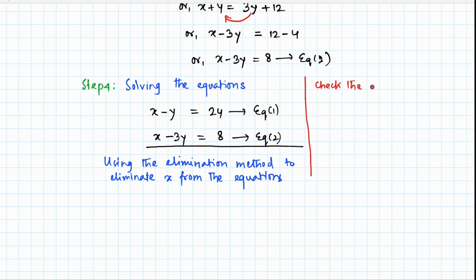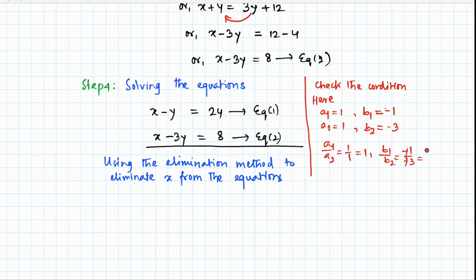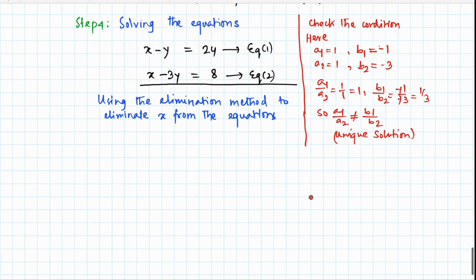Now before that, check the condition once more. So here a1 equal to 1, a2 equal to 1, b1 equal to minus 1, and b2 equal to minus 3. So a1 by a2 is 1, b1 by b2 is minus 1 by minus 3, which is 1 by 3. So a1 by a2 is not equal to b1 by b2. From this we'll get a unique solution.